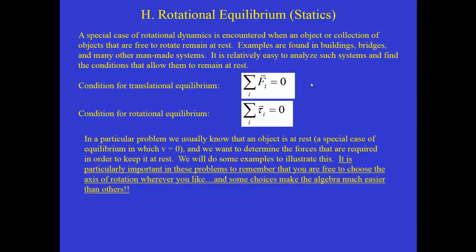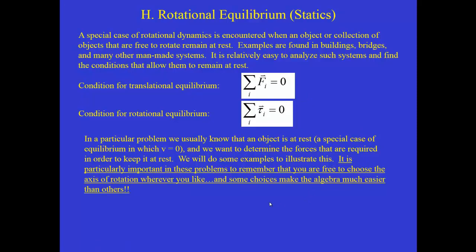So, in a particular problem, we usually are given some information about the forces that are acting on an object, such as the object's weight. But then there are other forces, such as might be supplied by cables that are attached to the object, where we don't know the forces, and those are often the unknowns in the problem. And we're going to do several examples, and I will post some examples online so that you can see how to set these problems up.